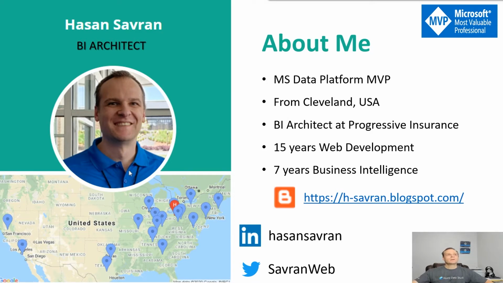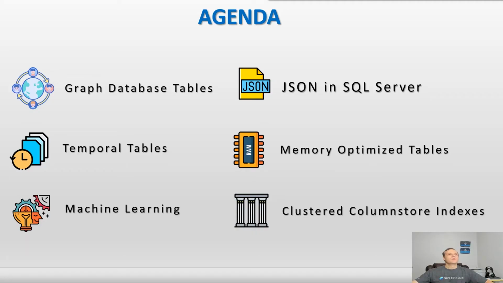Let's look at what we are going to talk about today. So here's our agenda. We are going to start with graph database tables. Then we are going to move into JSON objects in SQL Server, and we are going to check out how temporal tables work and memory optimized tables. I'm going to show you how to run machine learning scripts in SQL Server, and we will end the presentation with clustered columnstore indexes. So we have a lot to cover.